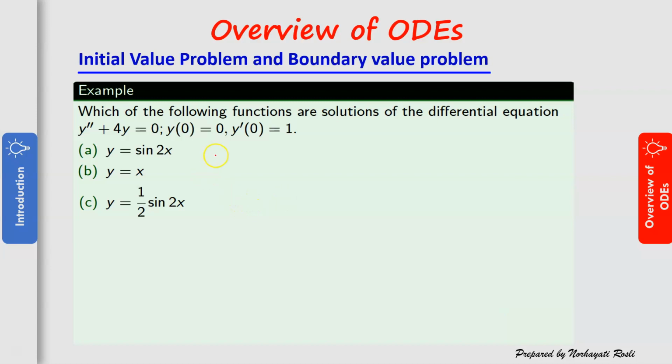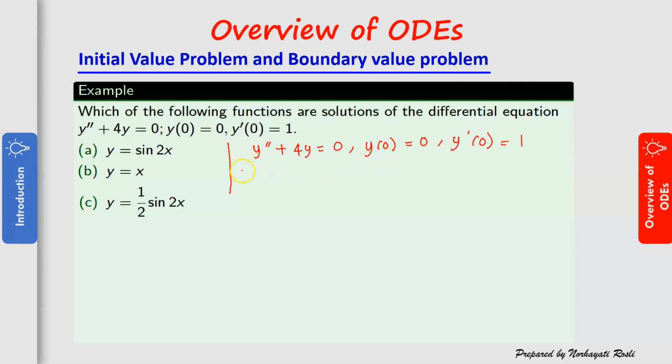So class, if you go to this example, which of the following functions are solutions of the differential equation? How to solve this? Here we have y double prime plus 4y equal to 0, where we have y(0) equal to 0, y prime(0) equal to 1. If you see this problem, this is an ordinary differential equation, and here is an initial value problem because we have the condition at only one independent variable.